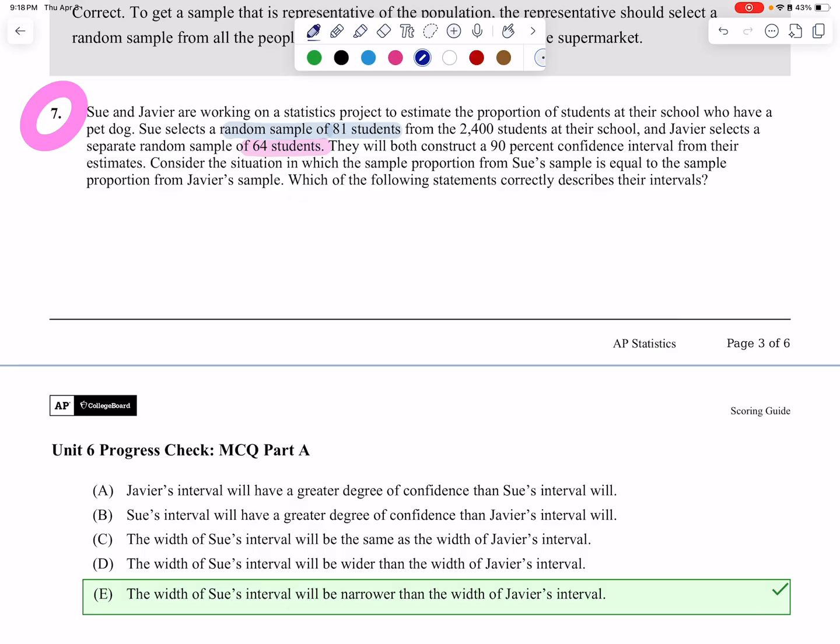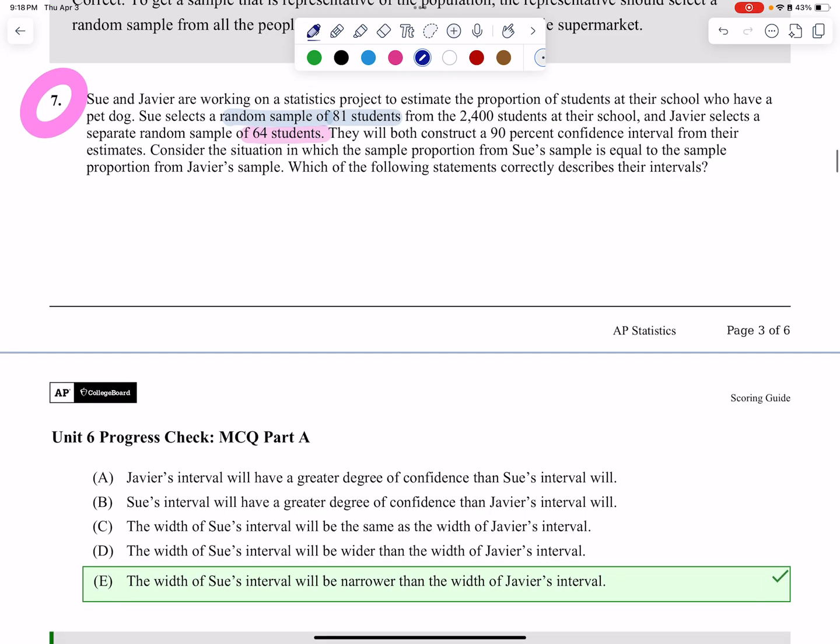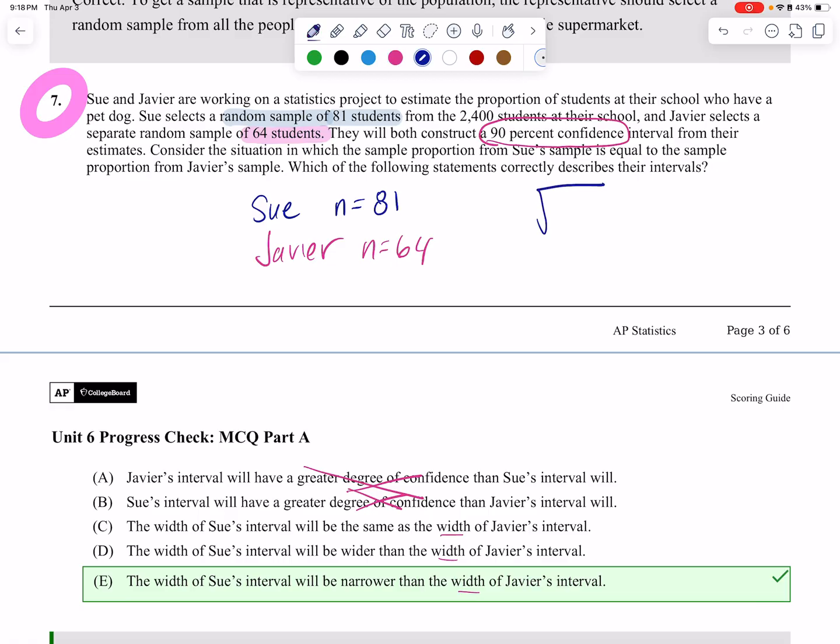Okay, because hers is 81 and Javier's is 64, I'm looking at these, and they're talking about width. This one says greater degree of confidence, but they both are 90%, so we definitely know that's not right. The rest of them are asking about width. Remember, my width is going to depend on how big my standard deviation is, because standard deviation is the average distance from the mean.